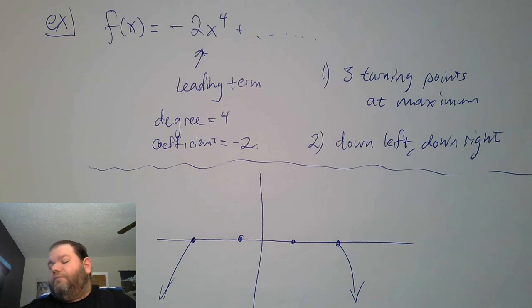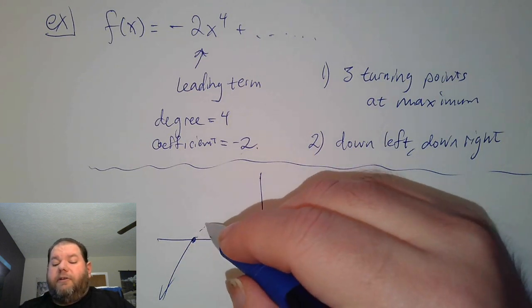So notice it doesn't tell us what happens in between. So we don't know yet what happens in between these points. But we know there's 3 turning points at maximum, so it may be that it does something like this.